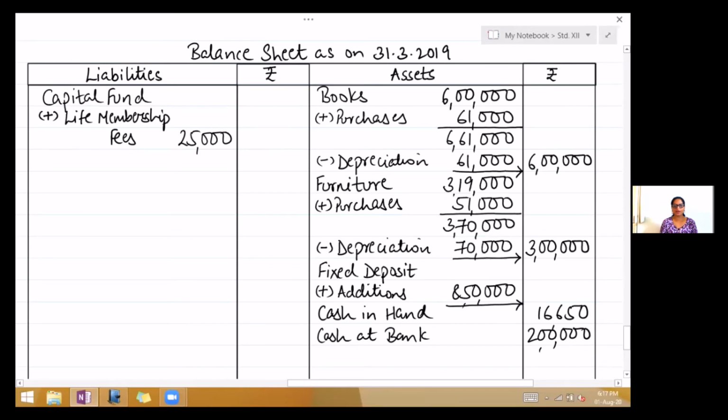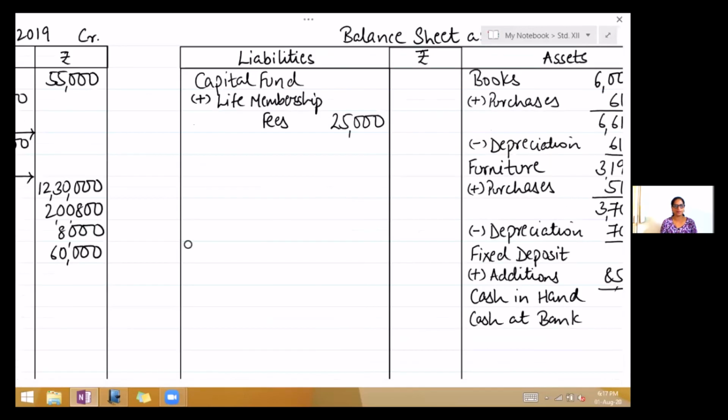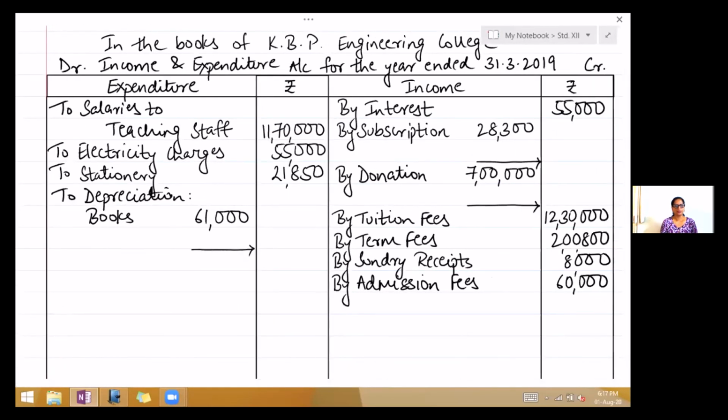And second effect of this depreciation, you will now show it on the expenditure side. So below depreciation, below books, write furniture, 70,000. Add the two, take it to the outer column. That's 1,31,000.